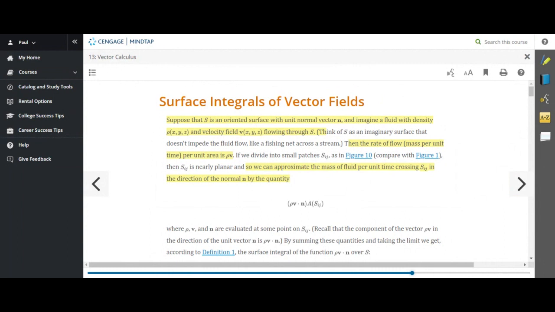Then the rate of flow in mass per unit time per unit area is equal to rho, the density, times the velocity vector. And it says if we divide the surface into small patches, we can approximate the mass of fluid per unit time crossing the surface at the patch, S sub ij, in the direction of the normal vector by this quantity here. The unit for that quantity is mass of fluid per unit time. It's a rate. And I want you to feel comfortable why that is the way it is.